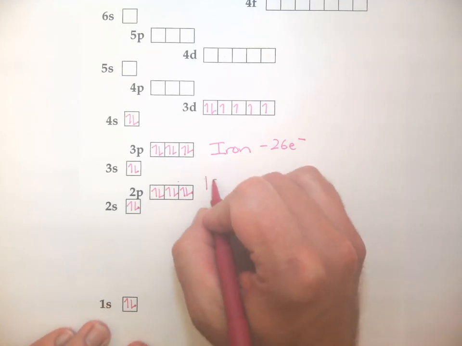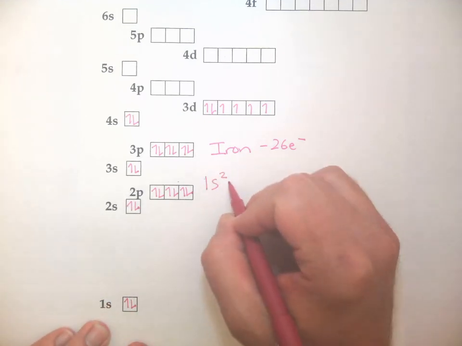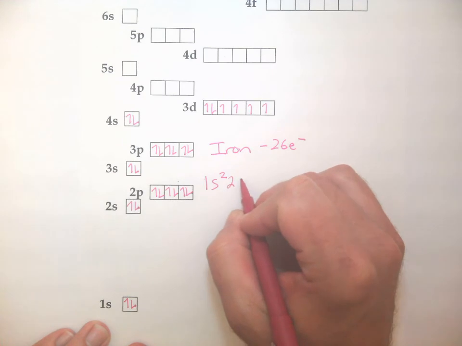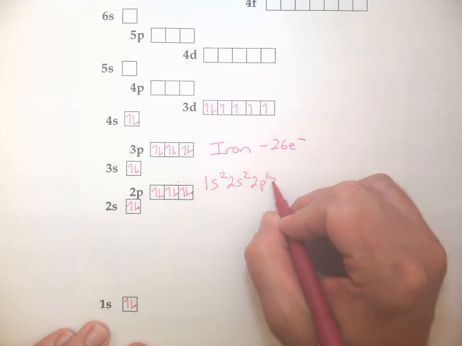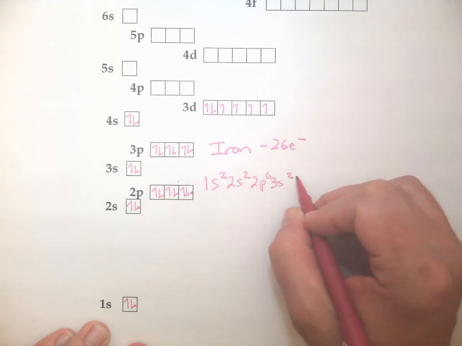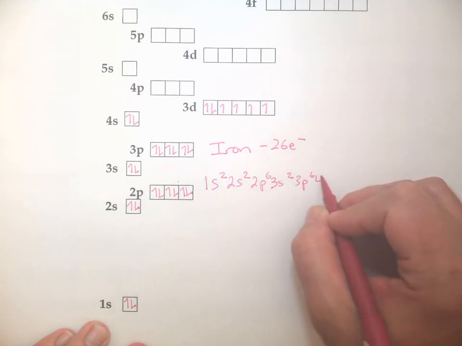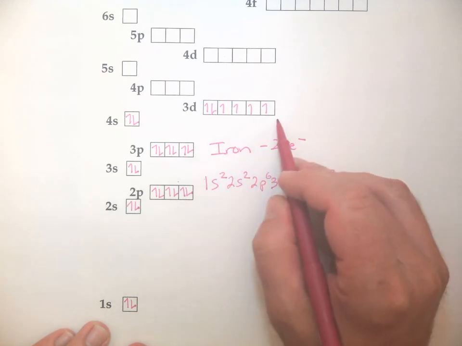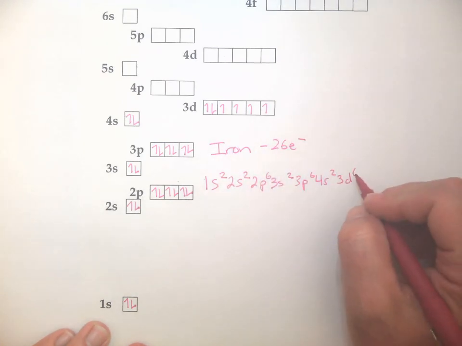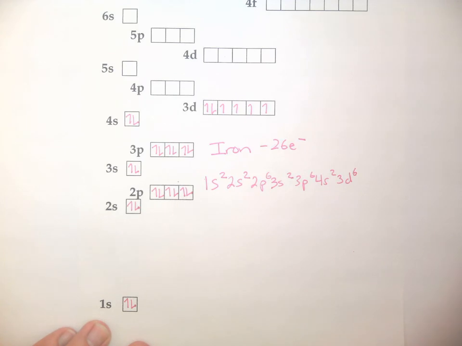Writing out its configuration, 1s2, no punctuation here is necessary, 2s2, in the 2p's there's 6, in the 3s there's 2, in the 3p's there's 6, the 4s there's 2, and in the 3Ds there's room for 10, 2 in each, but we've only got 6, so we're going to end with 3d6.